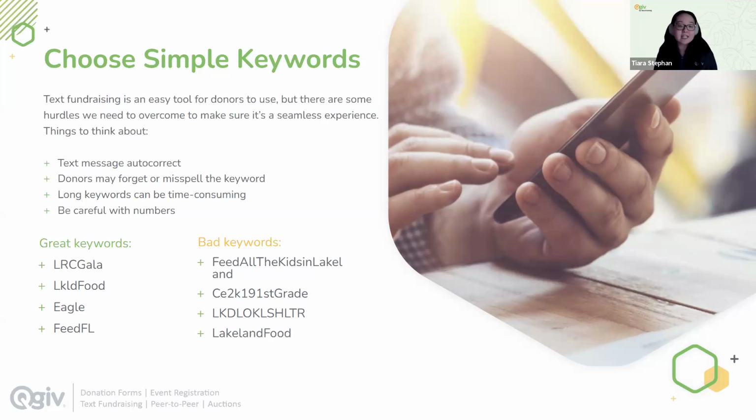You also want to tie the keyword to an event or a specific campaign and make it relevant to your cause. That makes it easier for your donors to remember the keyword for your campaign. Here you can see some examples of some great keywords that are all short, simple, case sensitive, no numbers involved, and then some bad keywords, which are quite a bit longer or maybe just a little bit more complicated to type out and for your donors to remember.